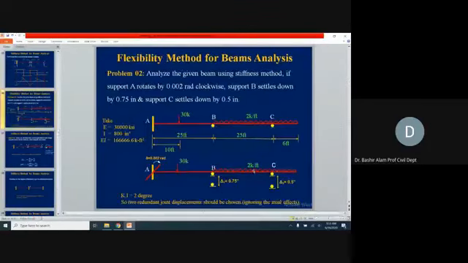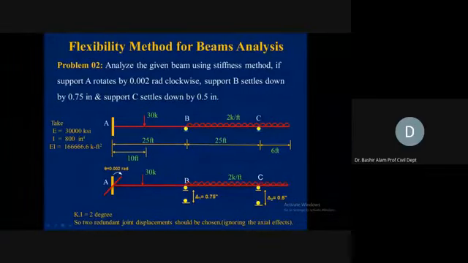So here is our problem 2 now. It's a very comprehensive problem. If you look at the statement, it says: analyze the given beam using the stiffness method. Support A rotates by 0.002 radians clockwise. Support B settles down by 0.75 inch and support C settles down by 0.5 inch.